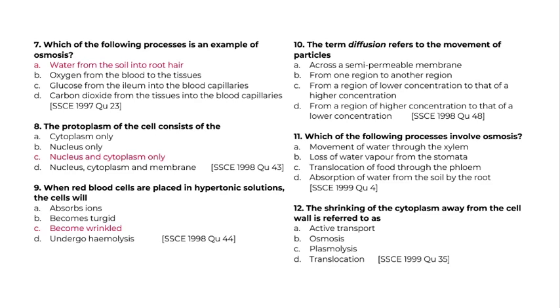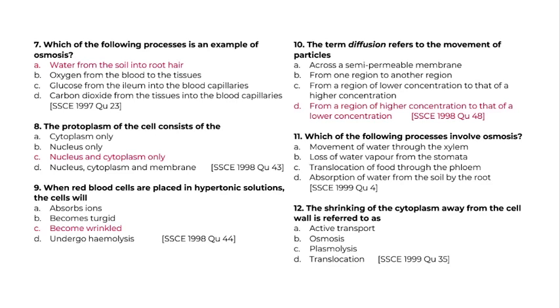Now let's look at option C: from a region of lower concentration to a region of higher concentration. No, diffusion happens when we have movement of gas particles from where they are highly concentrated to a region where there's a lower concentration until equilibrium is established. So the correct answer over here is D, that is, from a region of higher concentration to that of a lower concentration.